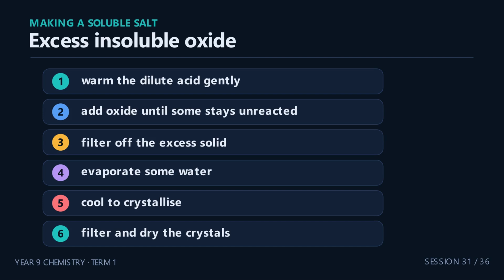Why add excess? Because it guarantees all the acid is used up, so no acid is left in your salt. And because the excess is insoluble, filtration removes it cleanly. This is why the method only works with an insoluble base. You couldn't filter out an excess alkali.